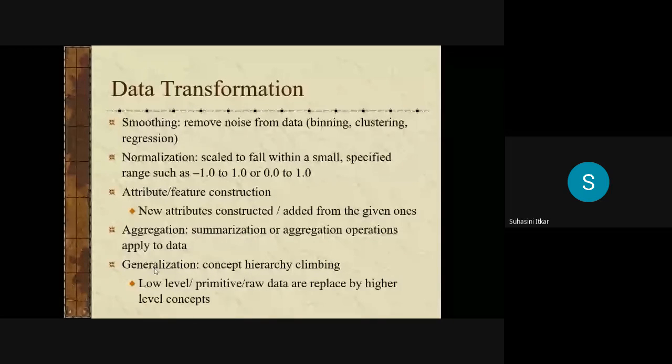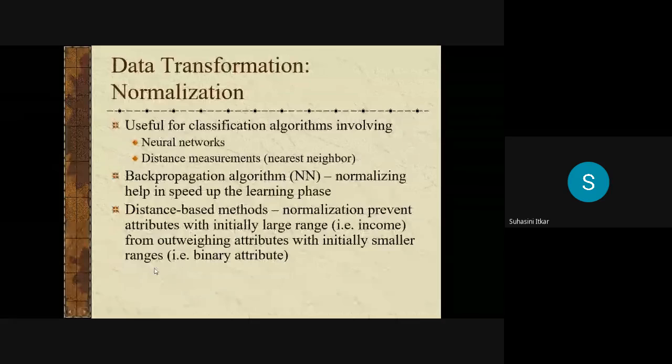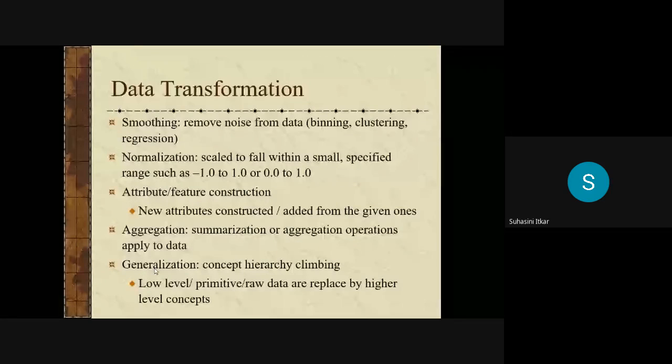I had already given the examples, and we will discuss in detail in the data warehousing part what the need of attribute construction is, how the aggregation is done, and how the generalization is done while preserving the data in the data warehouse. So that will be discussed later on. Today we will cover the normalization techniques, and then we will move to the last technique of data preprocessing, that is data reduction and data discretization.